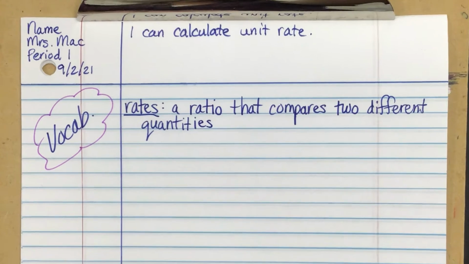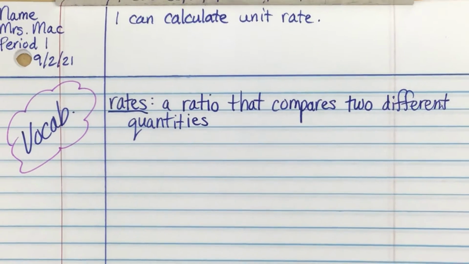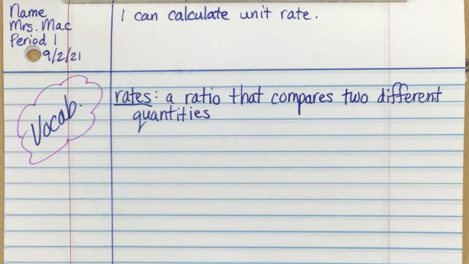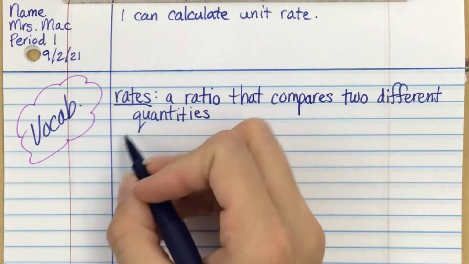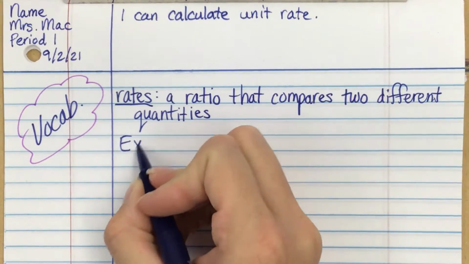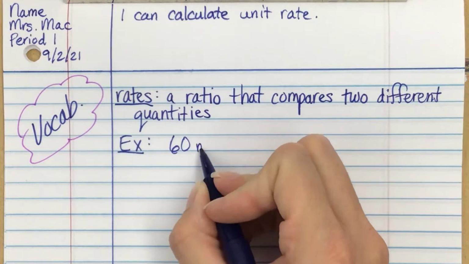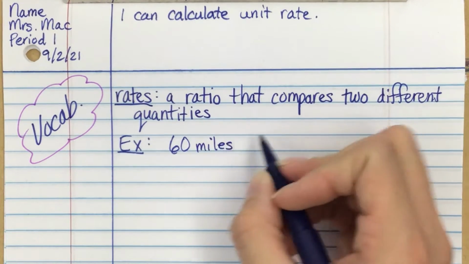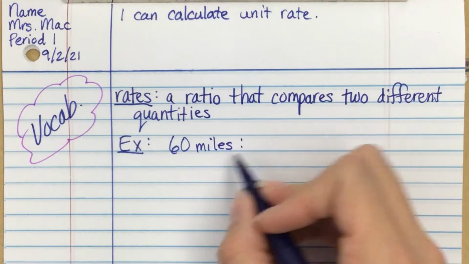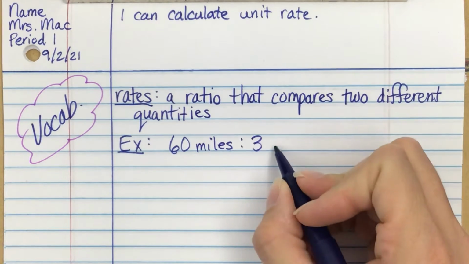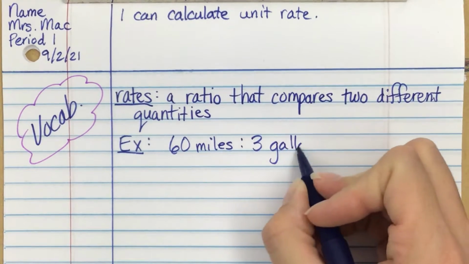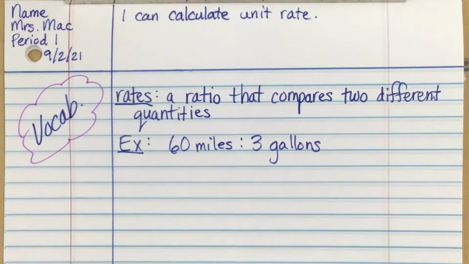Let me try to zoom in a little bit more for those of you that are in the back. Sorry that it's funky like this. Okay, and an example of a rate would be something like this. You drive 60 miles with 3 gallons of gas. Okay, so you're comparing how many miles and how much gas you're using.